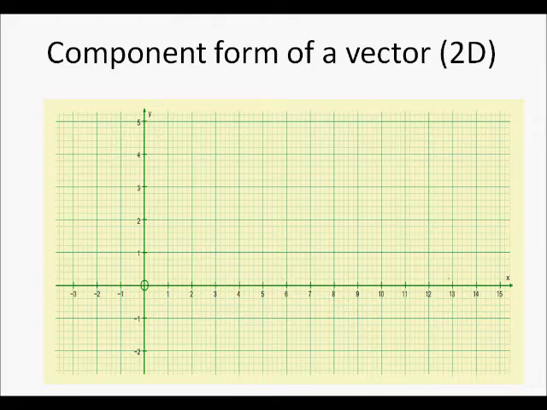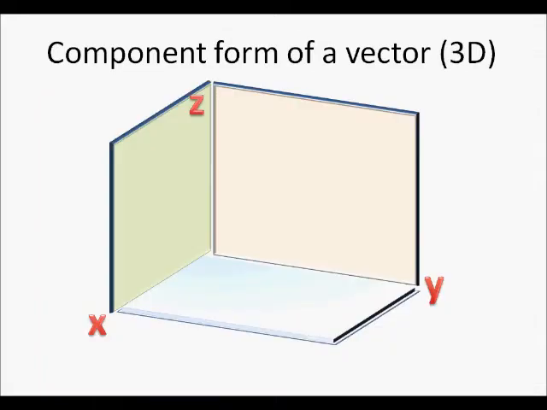This is the x-axis and this is the y-axis. A unit vector along the x-axis, in the direction of the x-axis, is called vector i. A unit vector along the y-axis, which is vertically upwards, is vector j. So i is a unit vector component along the x-axis, and j is a unit vector component along the y-axis. The same thing applies for 3 dimensions.